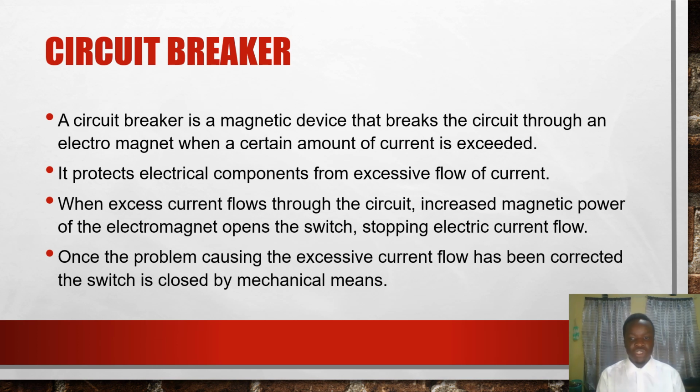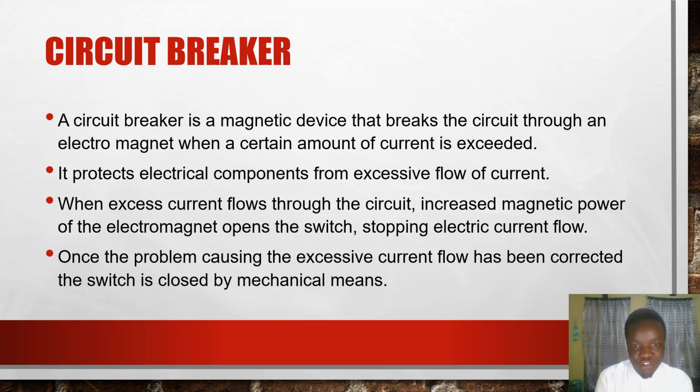This means that when the positive and negative terminals are attracted together in DC, or when live and neutral come together in AC, the circuit breaker then breaks the circuit. It protects electric components from excessive flow of current.